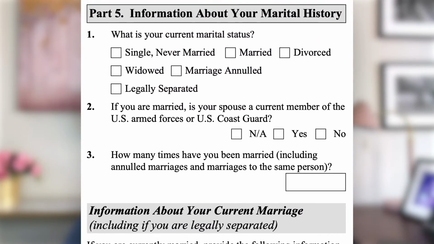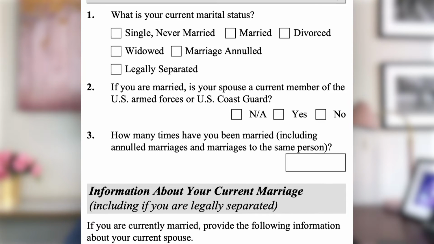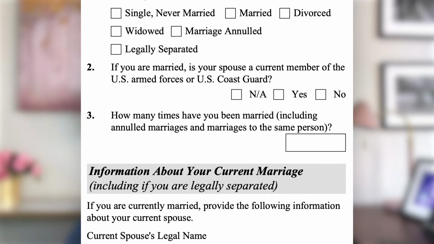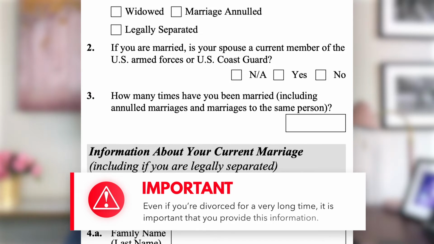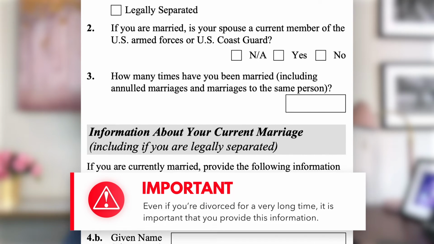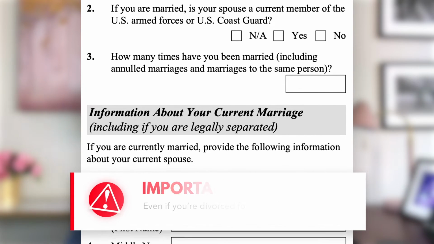The next section in Part 5 is about your marital history. You will need to make sure you answer all of these questions truthfully and provide all information on your current marriage and any prior marriages. Even if you are divorced for a very long time, it is very important that you provide this information.